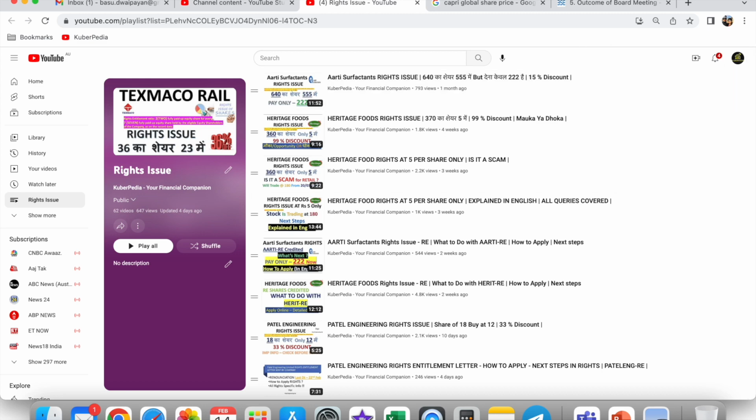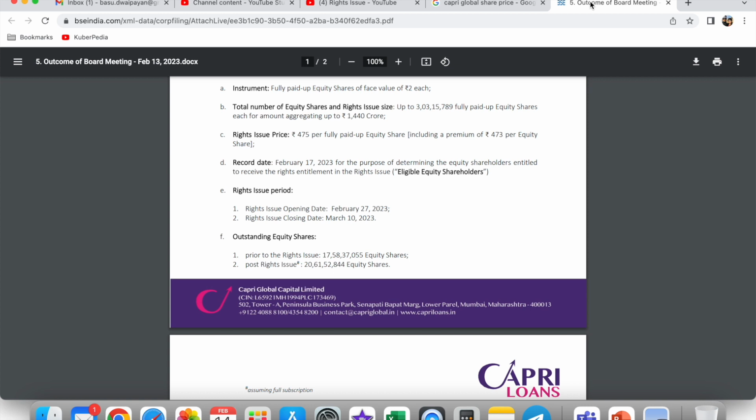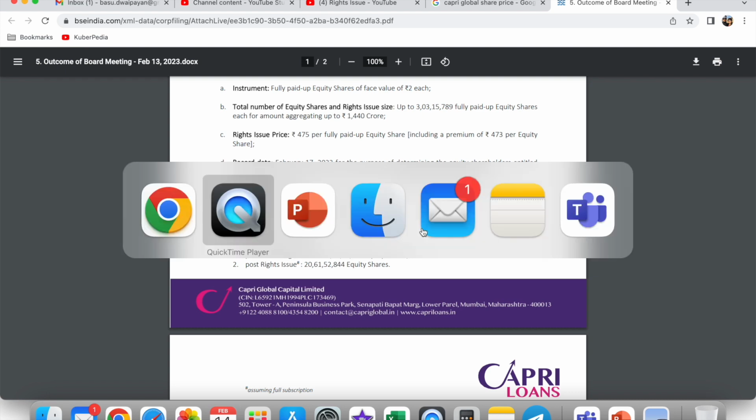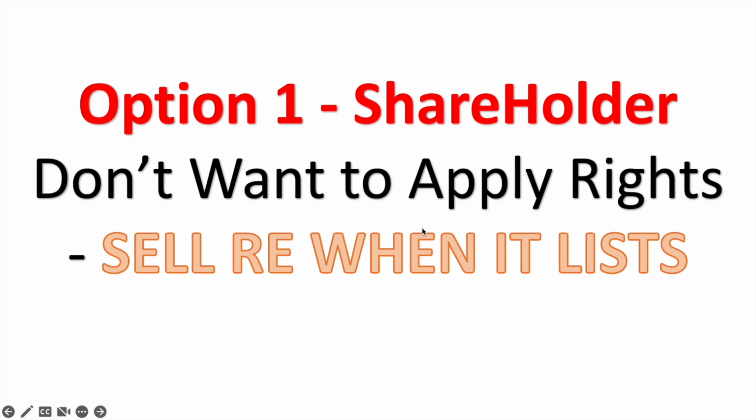Now the next thing that people ask is: I've got the rights entitlement, I get the shares created, so what's the next step? Ideally, as I said, you have to apply from your ASBA account, but before applying, there are three things. One thing you have to keep in mind is the start date and end date, that is 27th February to 10th March. There is also a condition, what you want to do with the rights share.